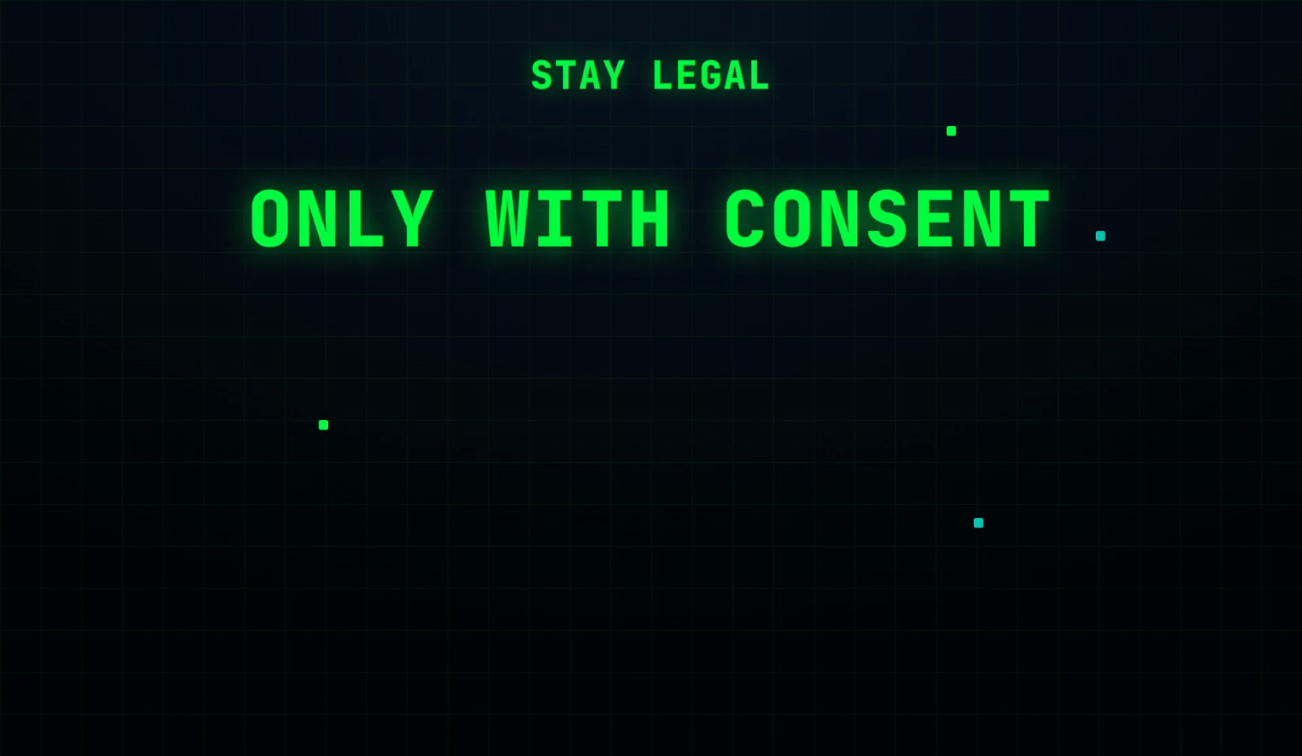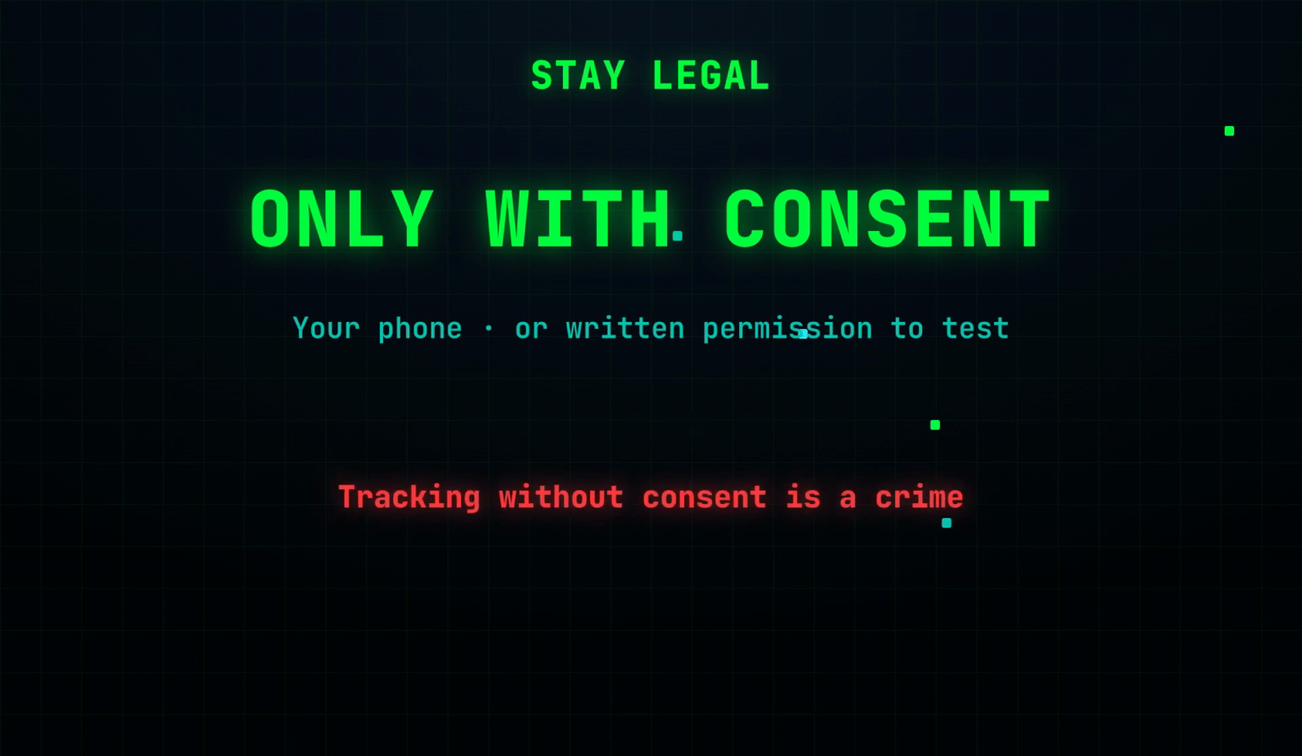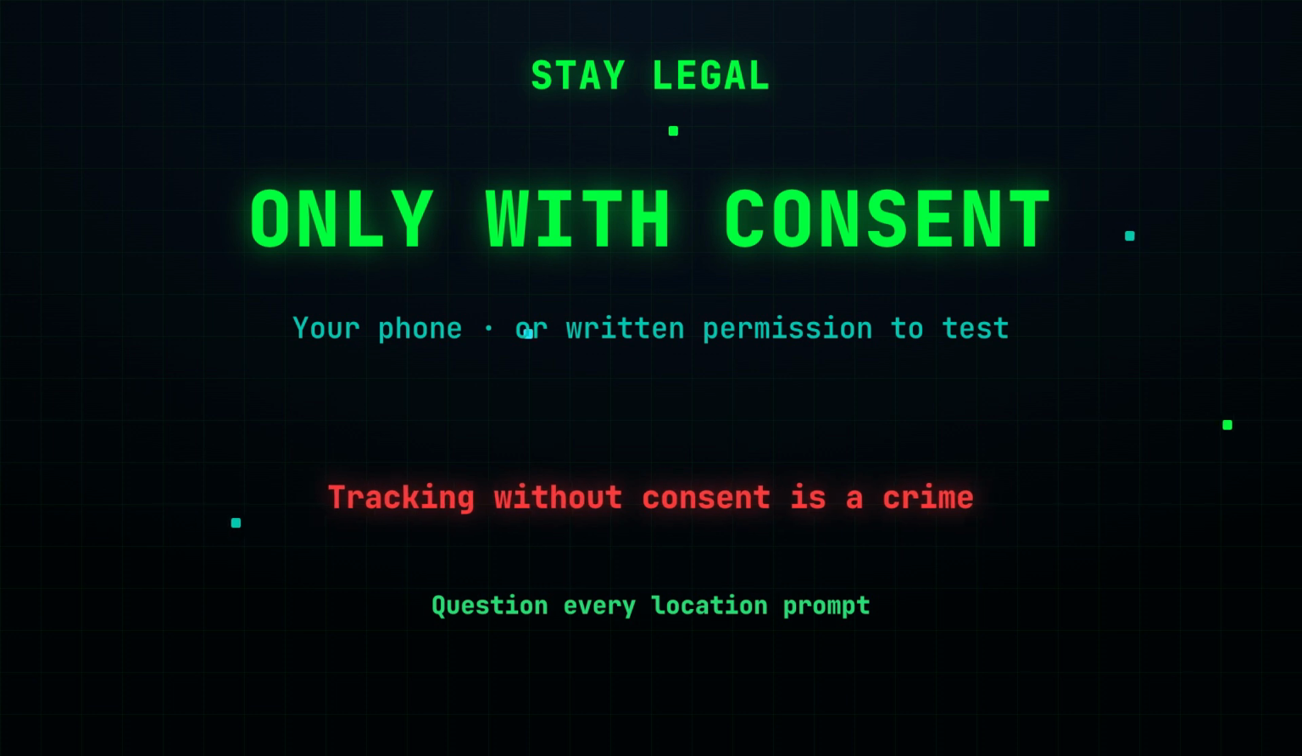Now the rule you cannot skip. Consent is everything. Only locate a phone that belongs to you, or that you have written permission to test. Tracking someone without consent is a serious crime. And to protect yourself, question every location prompt and revoke location access for sites you don't trust.